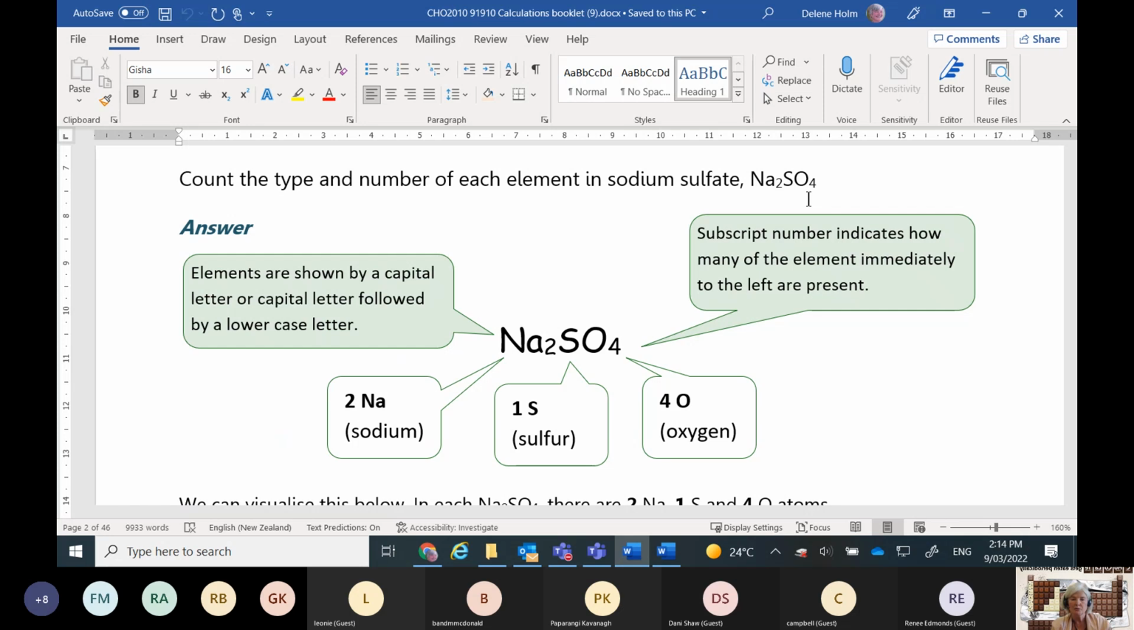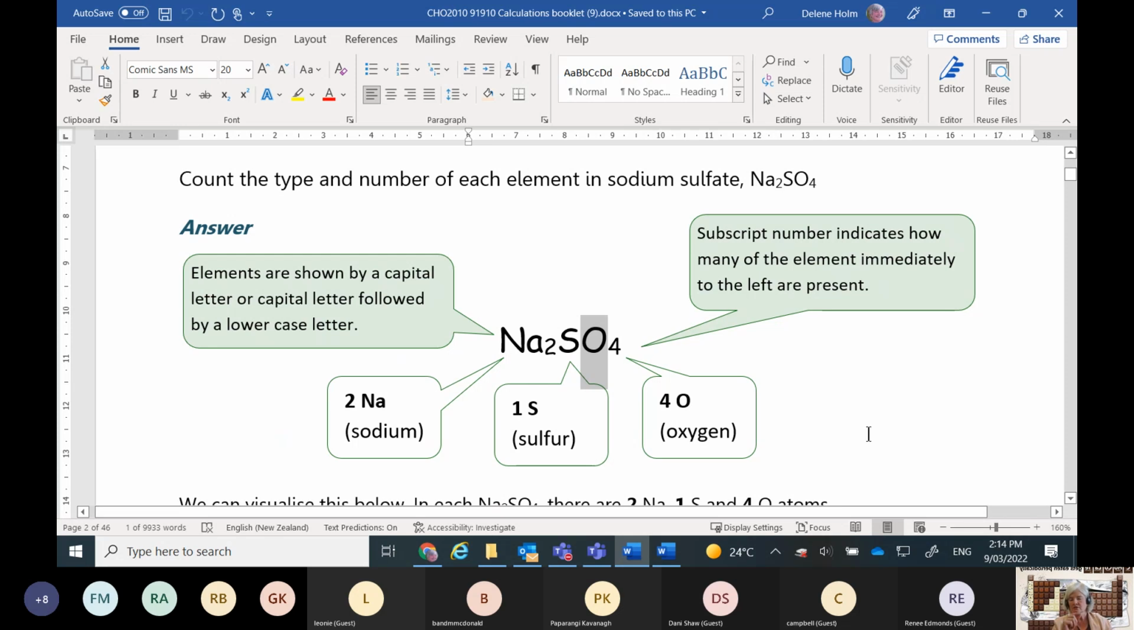So as an example, what we've got here is sodium sulfate. And you'll notice when we write formulae, there's this little subscript number on the bottom right next to some of the elements. So hopefully once you know your elements, you'll know that's sodium, you'll know that's sulfur, and you'll know that's oxygen.